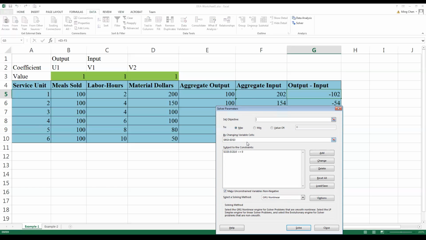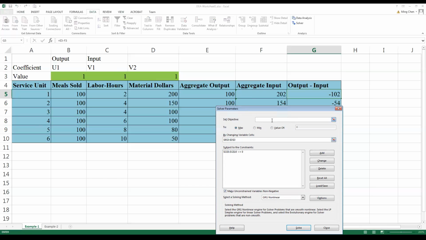So decision variables, always the coefficient values. Constraint, you always have one constraint, which is common to all the sub-problems. Whichever service unit you want to assess, you have this common constraint, which is output minus input, always less than or equal to 0. Then we need to fill the objectives.